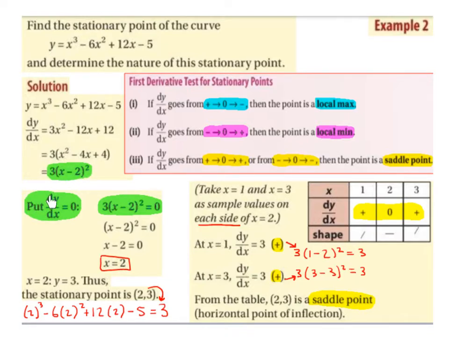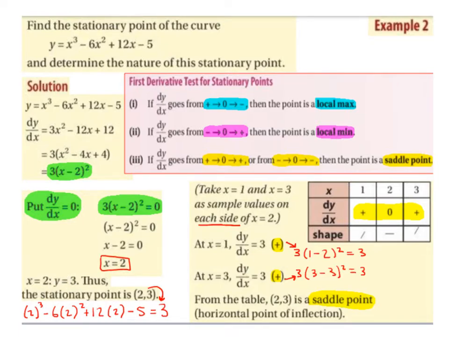We're going to put dy/dx, the derivative, equal to 0. So we have 3 times x minus 2 squared equals 0. We can divide both sides by 3, so we get x minus 2 squared equals 0. Therefore, we have x minus 2 times x minus 2 equals 0. Just taking one of them, since they're the same, x minus 2 is equal to 0, so x is equal to 2.